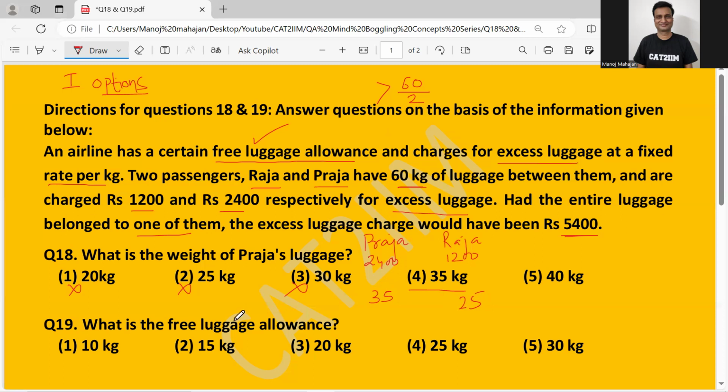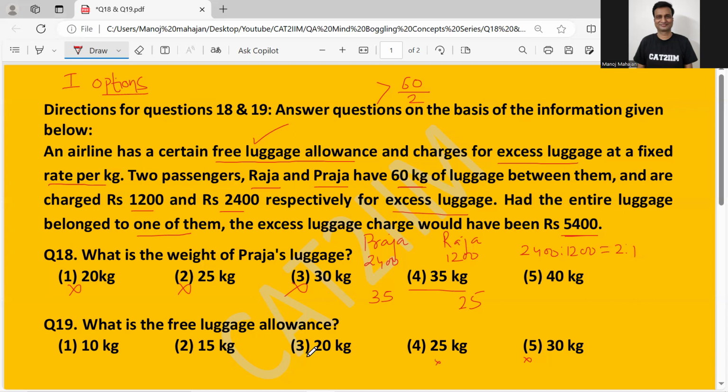Now, remember one thing: the free luggage allowance is one of these choices out here. So one thing is very sure that if the weights are 35 and 25 with Praja and Raja, then 25 and 30 should not be the free luggage allowance. Now, the ratio in which Praja and Raja have paid for the excess luggage is nothing but 2400 is to 1200, which is 2 is to 1. So after removing the free luggage weight, they would surely have the weight left in the ratio 2 is to 1.